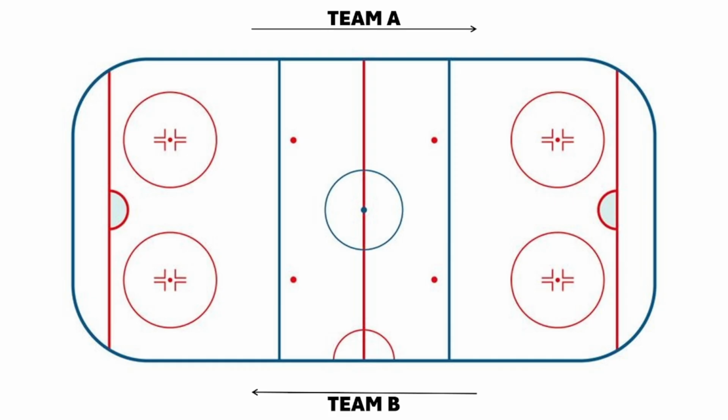Alright, here's a very basic look at a hockey rink. It's not quite perfect. I did my best to find one in color, and I'll go over the different parts of the rink. The top and bottom of this shows which direction each team is attacking. So Team A is attacking left to right. Team B is attacking right to left. This will be more important in a couple slides.